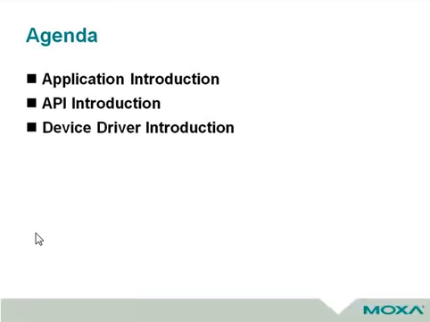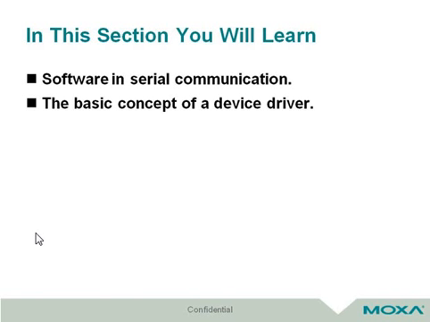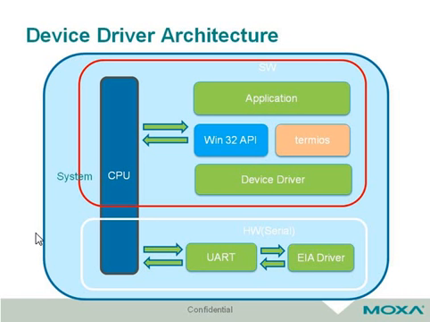This is what we're going to talk about today: application, API, and device driver. In this section, you will learn software in serial communication and the basic concept of a device driver. First of all, let's take a look at the architecture of serial communication. We can see two blocks in this figure. The upper block is the software. The lower block is the hardware. For the hardware part, we will have another lesson talking about UART and EIA driver. So I will focus on the software part only.